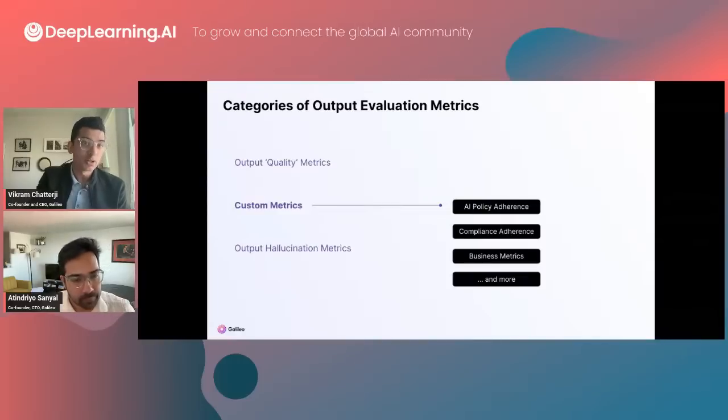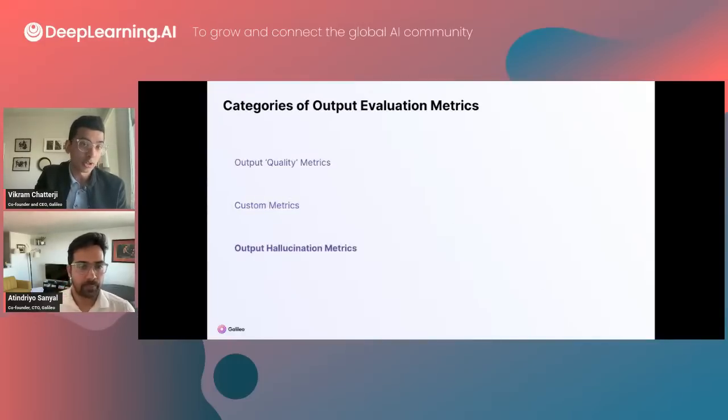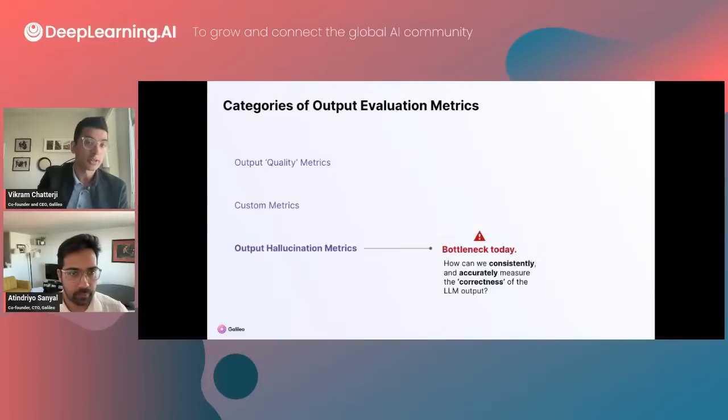The last one, we call the output hallucination metrics, right? This is basically how do you know whether the LLM's output is correct or not? And this is where there's a huge bottleneck today, right? How can you consistently and accurately measure the correctness of the LLM output?